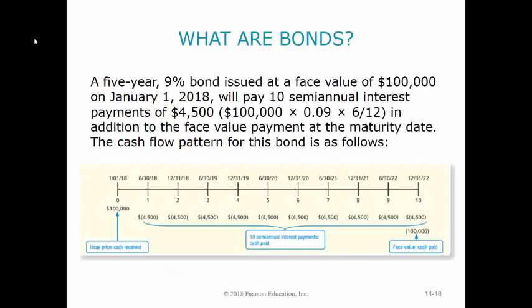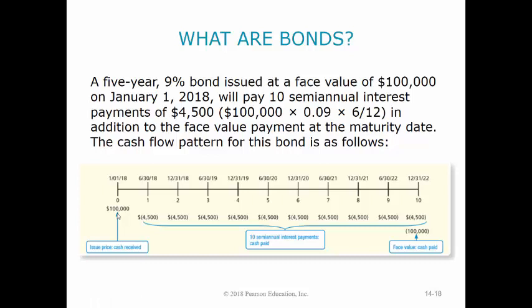And on this graph right here, we have a series of how the payments would flow out from a company that issued a bond. So in this case, we have a 5-year 9% bond issued at a face value of $100,000 on January 1st, 2018. Well, the very first thing we have over here on the left is that on January 1st, 2018, we are going to receive $100,000 from the people investing in our bonds.